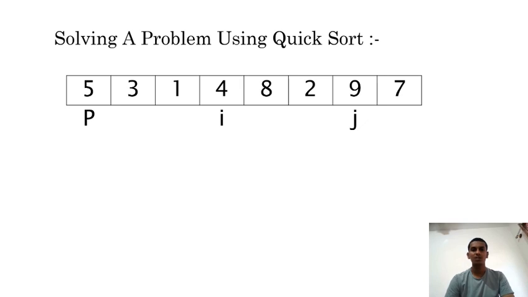Now we are taking 8 as I element, and it satisfies the condition as I should be greater than P. But the J element is not satisfying the condition because J is greater than P, but it should be lesser than P. So we'll move forward. And now we are taking J as 2, and it's satisfying the condition, and 2 is lesser than 5, and we are swapping both I and J.